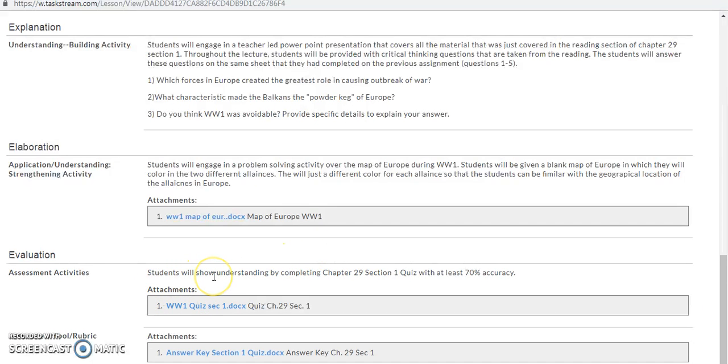For the evaluation, what I put on here is students will show understanding by completing the Section 1 quiz with at least 70% accuracy. So with this one, most of the time I've been doing Kahoot, but for this one they just have a quiz they need to do. So I'll just see if I can get that pulled up. And I have the rubric down here that will show it also.